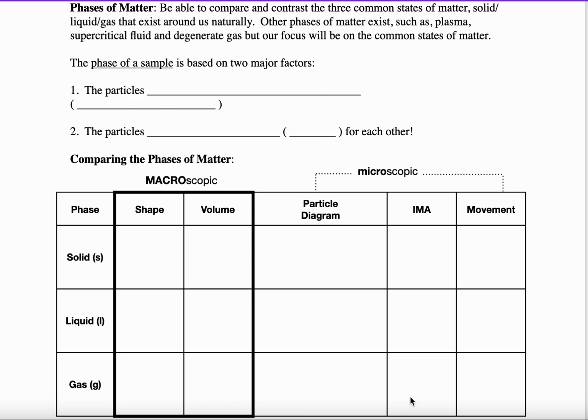There are two major factors that impact the phase of a sample as it exists in nature. So the first thing is the particles' average kinetic energy, which we have already talked about this year, and that is just simply referring to the temperatures of the particles.